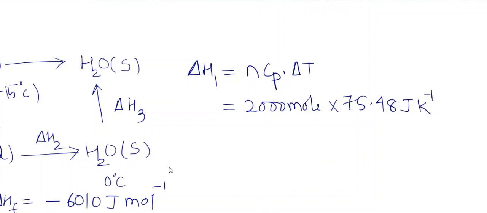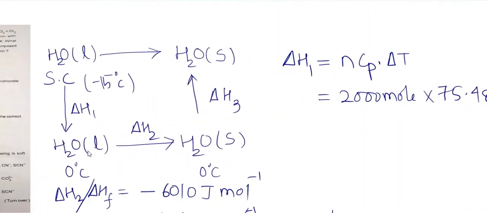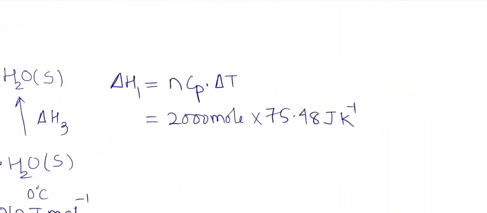So the temperature change: the final temperature is 0 degree Celsius. Either you convert it to Kelvin or use degree Celsius, the difference will give the same answer. So it becomes a 15 degree Celsius difference. I will write here 15 Kelvin, into 15 Kelvin. Kelvin cancels out.